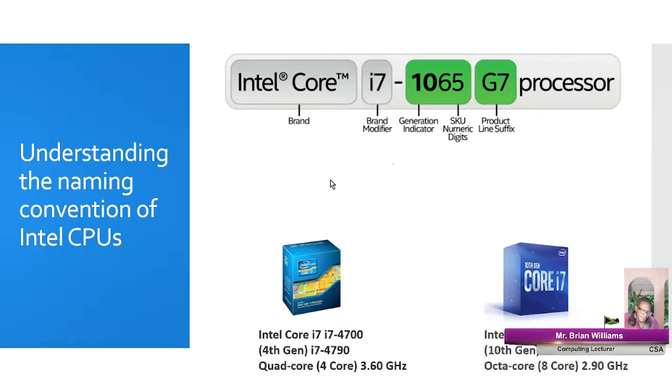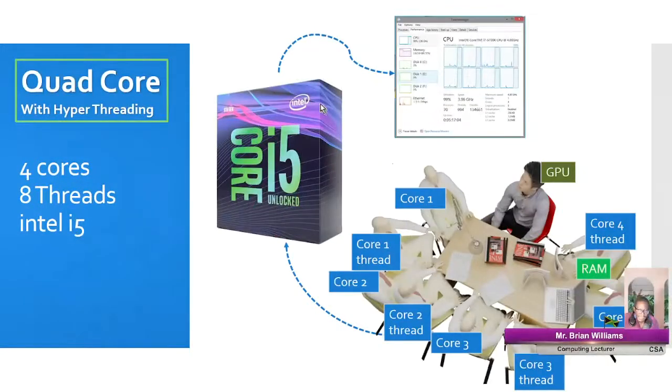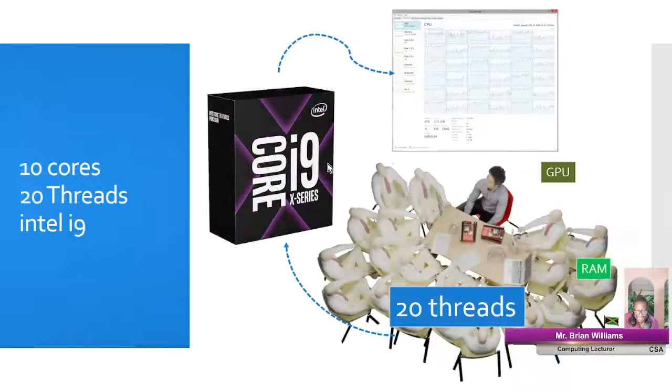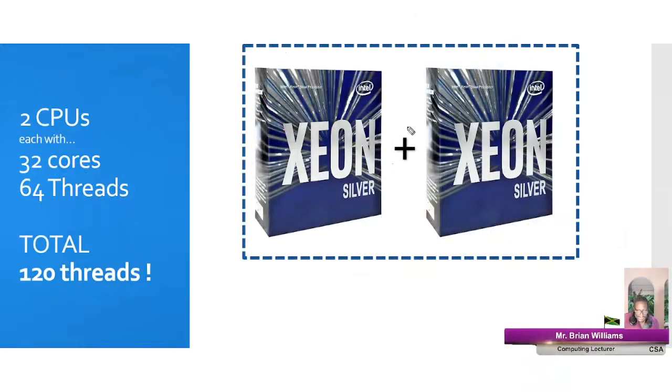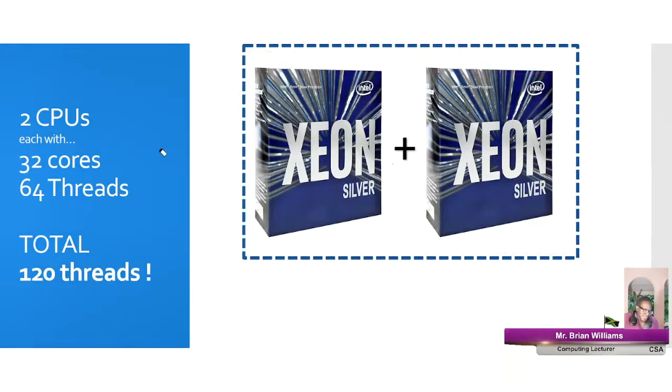So that's pretty much it with processors. So, just so you know, there are different tiers of processors. For example, in the Intel, you have the i5, you have the i7, you have the i9, and then you have the Xeon. The Xeons are special processors that can have a whole bunch of cores. For example, you will have a single Xeon chip that has 32 cores and 64 threads. That's just mind-blowing. And you can combine two of them together for a whopping 120 threads. That's just hard to comprehend.